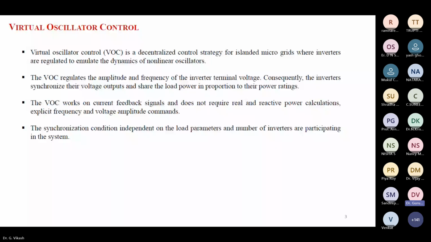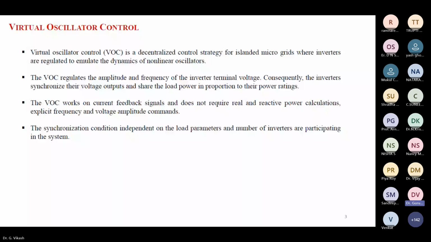And the synchronization condition also. To synchronize the parallel inverters, we need some synchronization condition, which is independent of the load parameters. The synchronization condition of the inverters controlled by VOC does not depend upon the load parameters and the number of inverters participating in the system. Suppose I have two inverters in parallel. If I consider 10 inverters also, no issue. The synchronization condition is independent of the load parameters and number of inverters participating in the system. From this, we can understand that we can connect n number of inverters in the system.